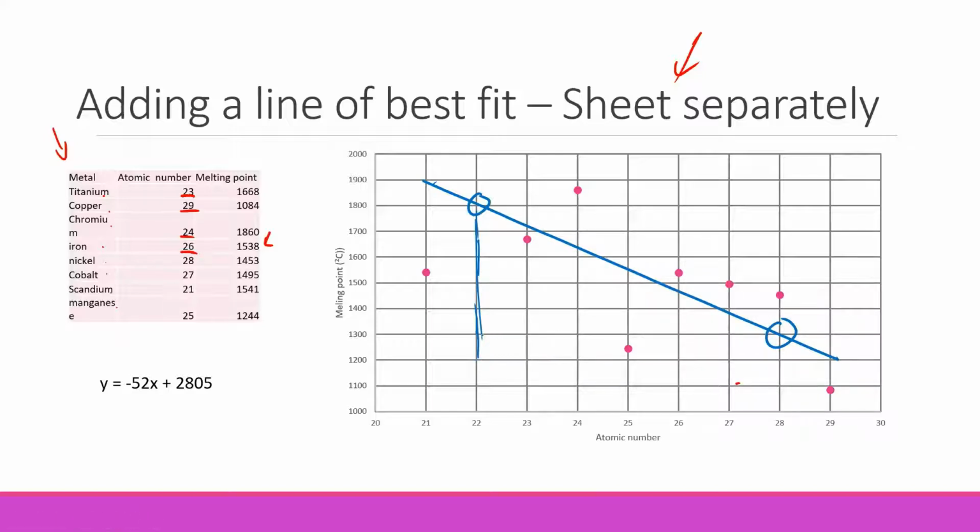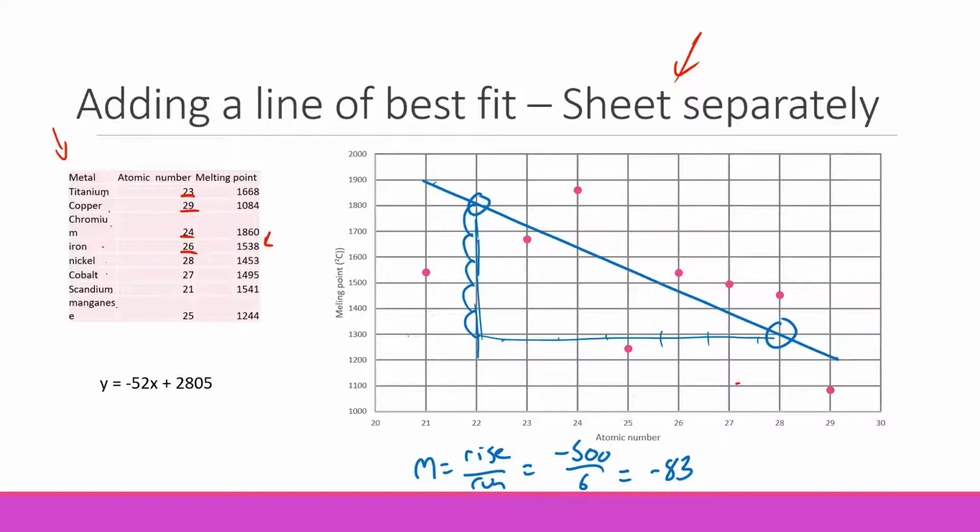So we've got a rise of 1, 2, 3, 4, 5. So we've got a rise from 1800 to 1300, which is negative 500. We've got a run of 1, 2, 3, 4, 5, 6. We've got a run of 6. So negative 500 divided by 6 is going to be about negative 83.